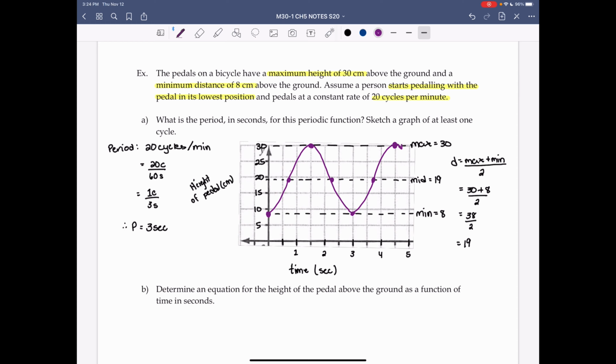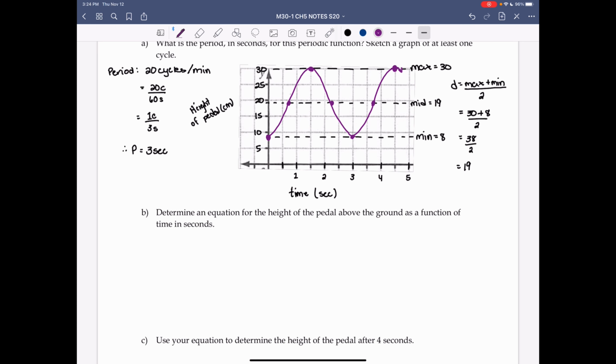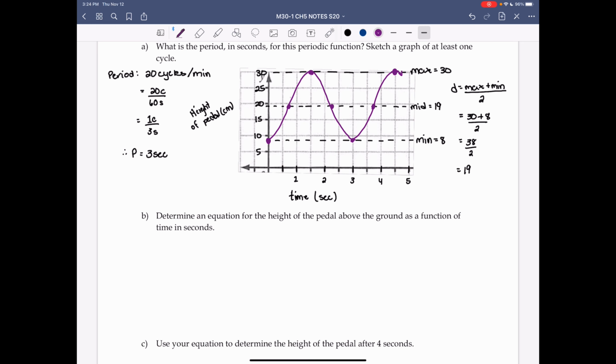Part B, determine an equation for the height of the pedal above the ground as a function of time in seconds. We want to determine A, B, C, and D for this function. We already have D, that was 19, that's our midline. We should recall that there are an infinite number of different equations that we can write to represent a sinusoidal function. So I'm going to make my A and B values positive.